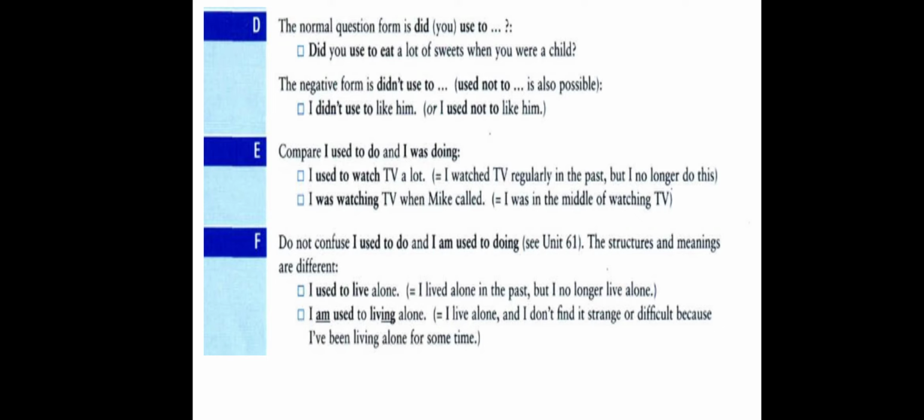E. Compare I used to do and I was doing. When we say I used to do, we speak about a repeated action in the past, or a habit in the past. When we say I was doing, we speak about a continuous action in the past continuous.